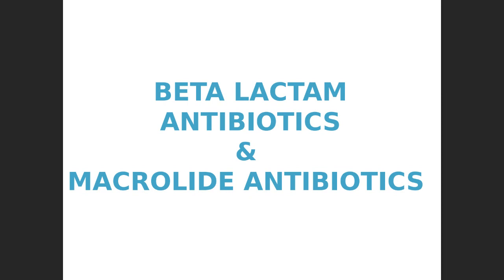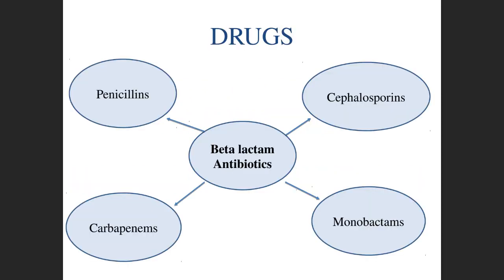So in the beta-lactam antibiotics, we have four subcategories. The penicillins, they are classified under the beta-lactam antibiotics, the cephalosporins, carbapenems, and monobactams. So these are the four subcategories of the beta-lactam antibiotics. In this we are going to see the two important categories, that is the penicillins and the cephalosporins.